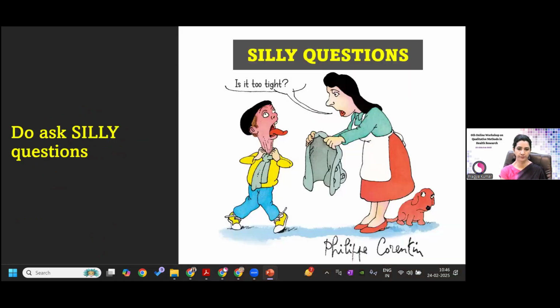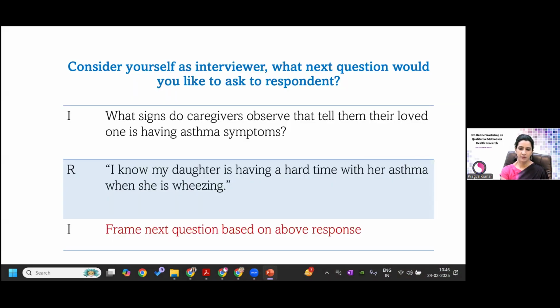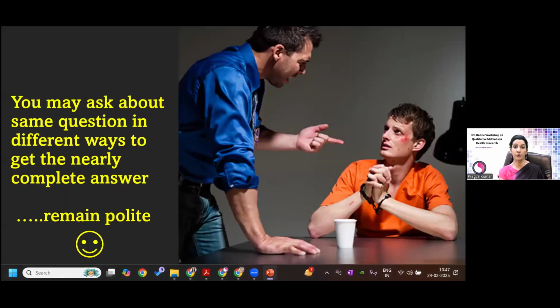And again, like I said, you should ask silly questions. If the participant says "hard time," you might think, why am I asking, what do you mean by hard time? Because we know what a hard time is. Hard time means I'm not at ease, or I'm having some difficulty. But again, I said that you have to keep your brain aside, whatever it is thinking, and think that you are a layman. You don't know anything. You don't know Hindi. You don't know the meaning, and explore what they are saying. So that's why you should ask silly questions.